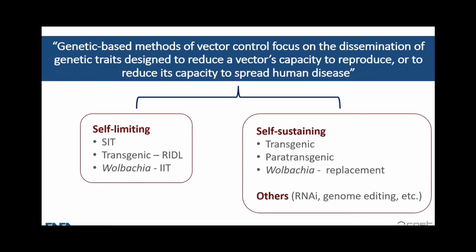As you can see, the known strategies are clustered into two main groups: self-limiting and self-sustaining, depending on whether the effect stops or persists once the release of sterile males or modified females stops. In this presentation, we will essentially deal with the self-limiting strategies and the improved contribution given by the use of the Wolbachia bacterium.